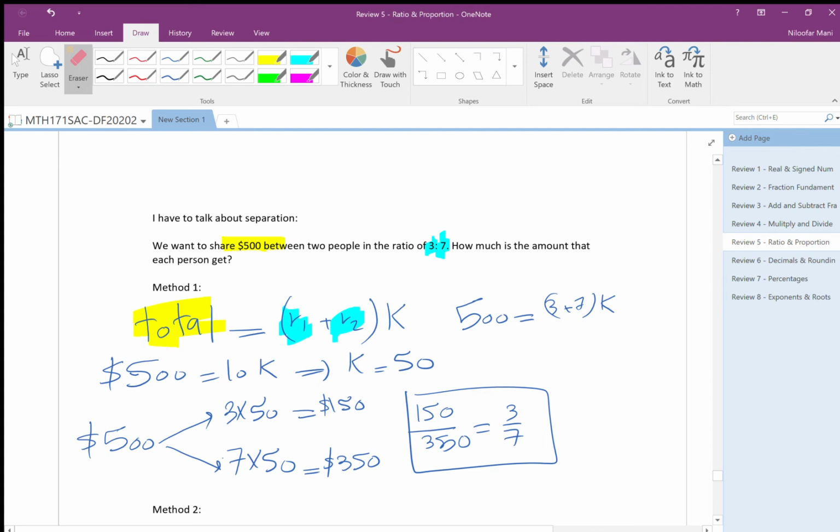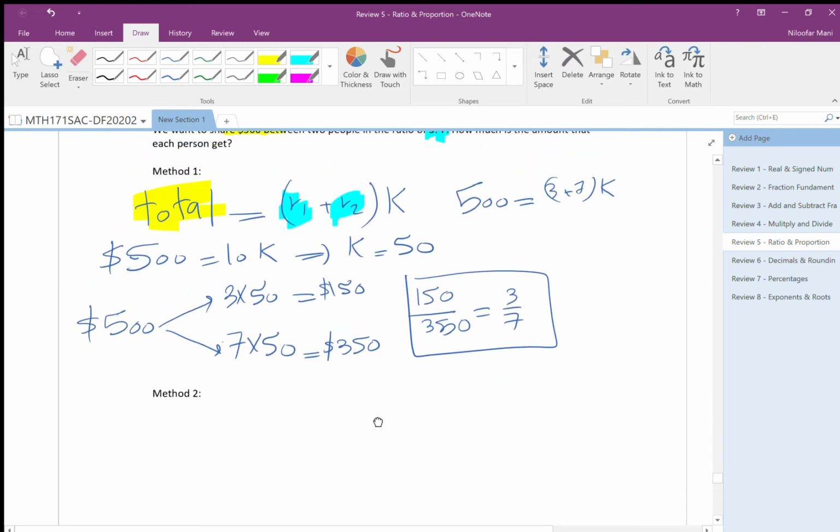Okay? I find K. K doesn't have anything to do with the answer. K is a constant number. Then you give 3 of those K to one person, 7 of those K to another person. So one of them gets 150, one of them 350. This is the first method.